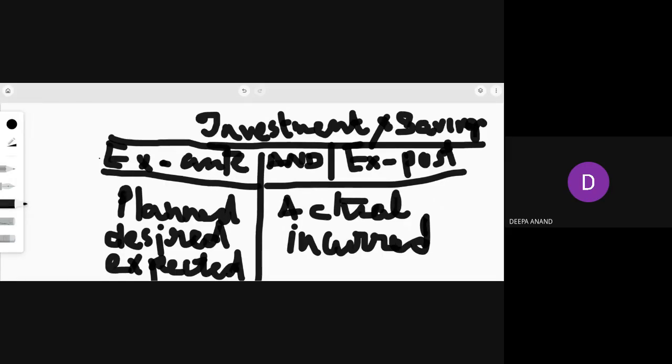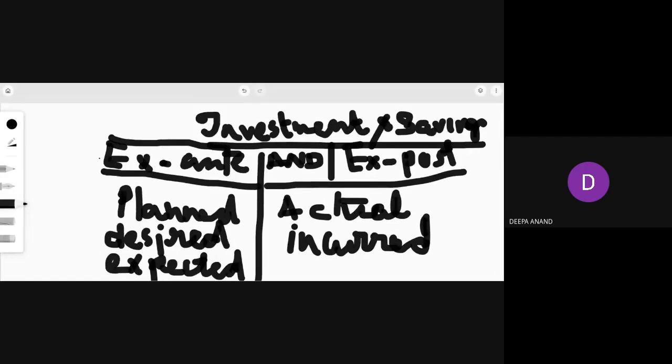So what is ex ante saving? What is the economy planning to save? What is the planned saving for the year? That is known as ex ante saving. What is the planned investment? That is known as ex ante investment.